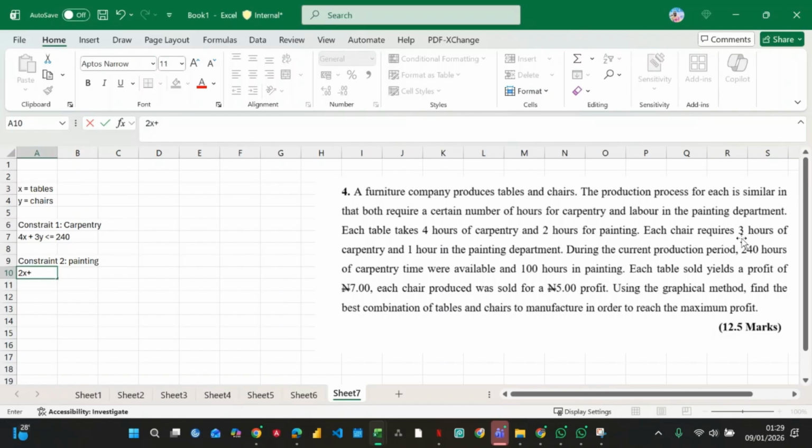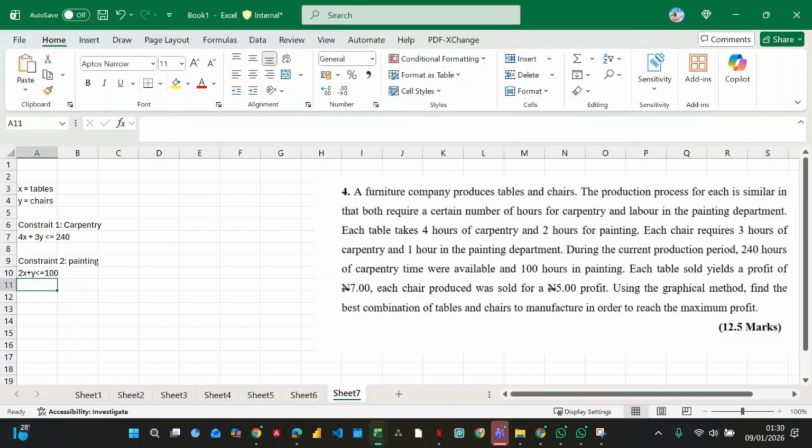2X, X is for table. And then plus for each chair, it takes 3 hours of carpentry and 1 hour of painting. That means this is Y painting, less than or equal to what? 100 hours of painting. You get? Okay. So now you have formed the inequalities.